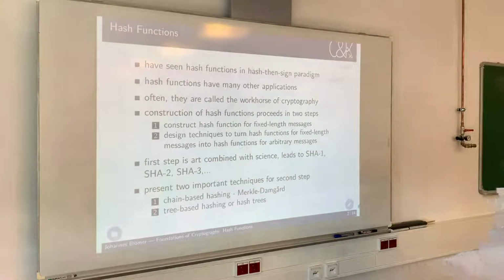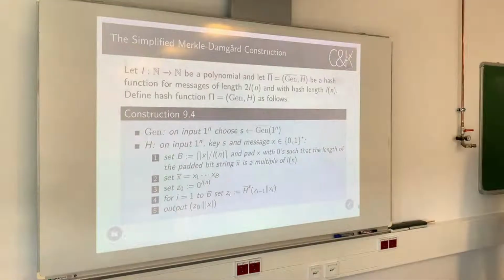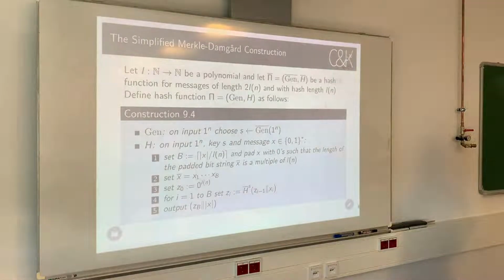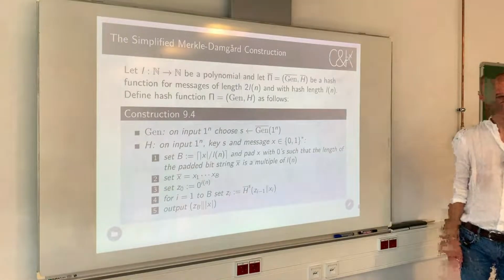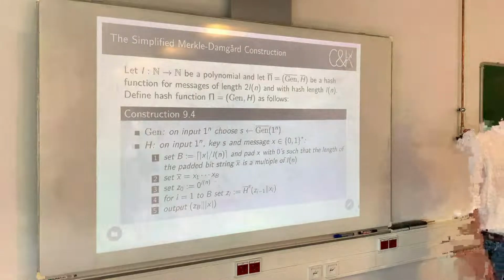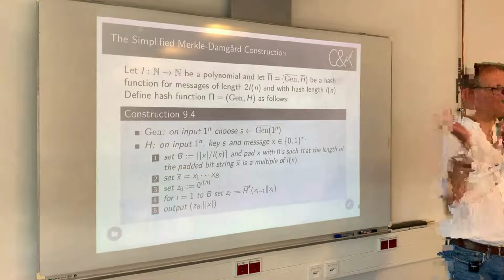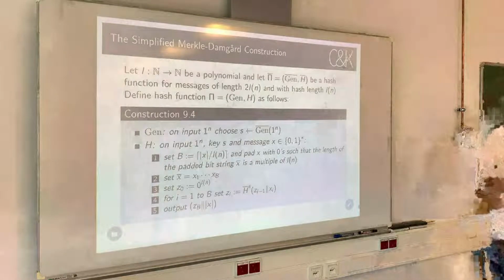And the important technique that we see here is the Merkle-Damgård construction. And I will present this in two different ways, the simplified way and then the full version, although there are many other versions of Merkle-Damgård that can deal with all kinds of parameter sets. And I'm just doing one of the easier parameter sets.